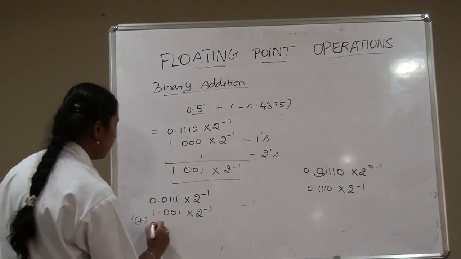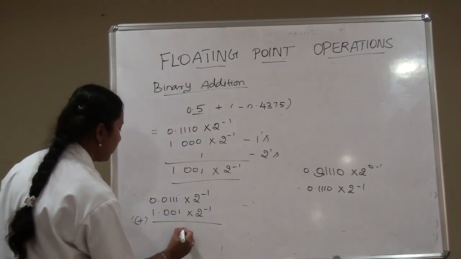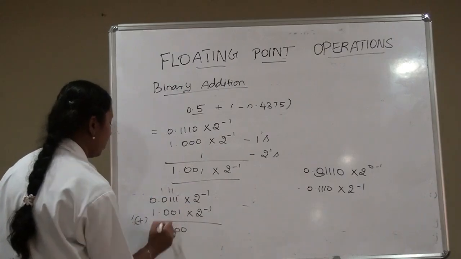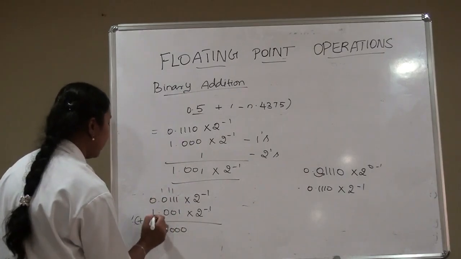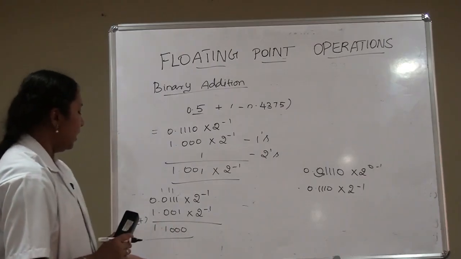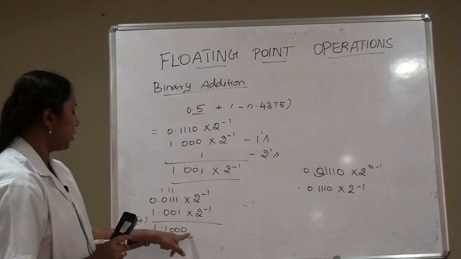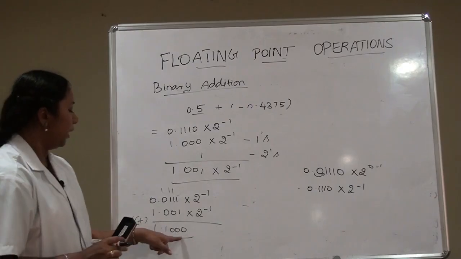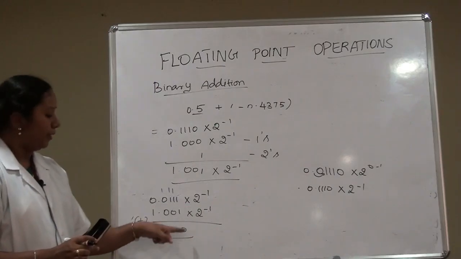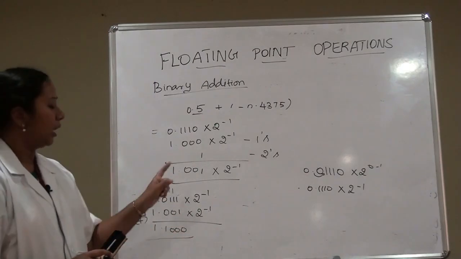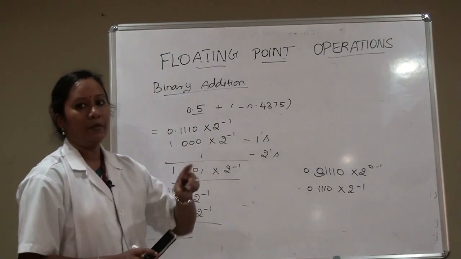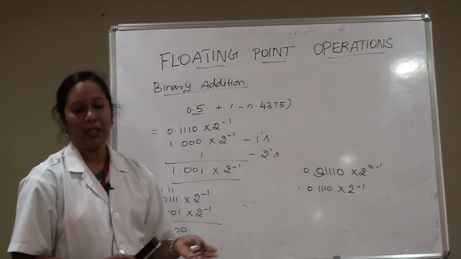Performing the addition, which gives me 1 plus 1 is 0 1, 1 plus 1 is 0 1, 1 plus 1 is 0 1, and 0 plus 1 is 1. So this is my final answer, 0.1000. This is the answer of my final result. Once again, I have to perform the decimal conversion, because the question was given in decimal form, so I have to represent the final answer also in decimal form.